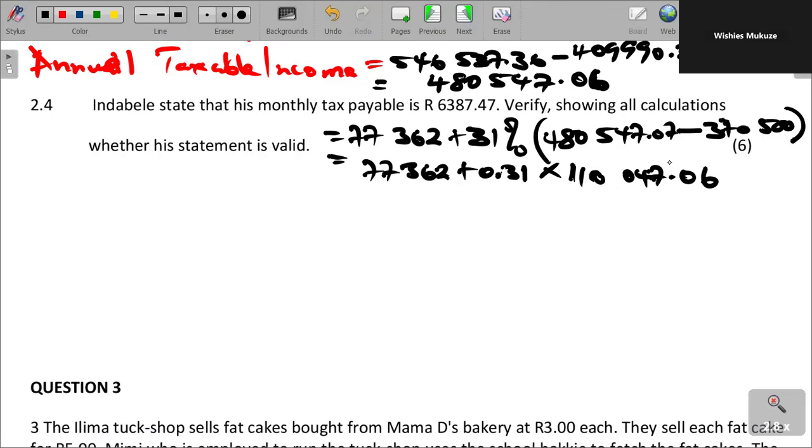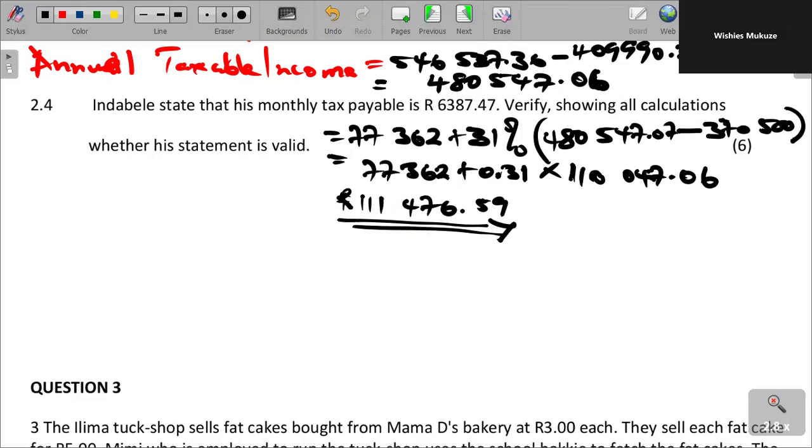That gives us a total of 111,476.59. Just round it off to 2 decimal places. That is what we get there.